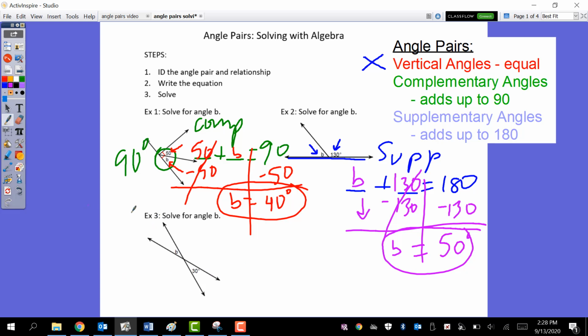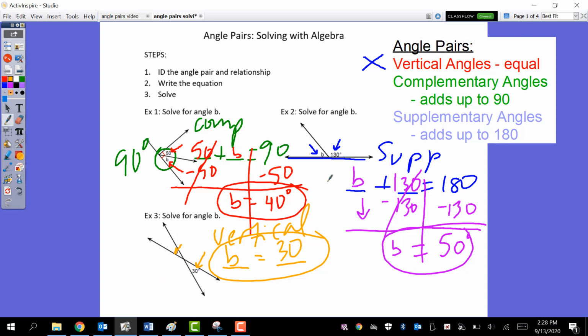For the last one down here, it says solve for angle B. So I'm looking: am I seeing the box for complementary? Am I seeing a straight line for supplementary? Or is it an X? I can see that this is an X. So I can tell these are vertical angles. Vertical, great. And if they're equal, that means something equals something else. What are the two blanks this time? One of them is B and one of them is 30. So B equals 30. I don't need to solve that equation. That is the answer. If they're equal, then they should be the same. So that one's done already.